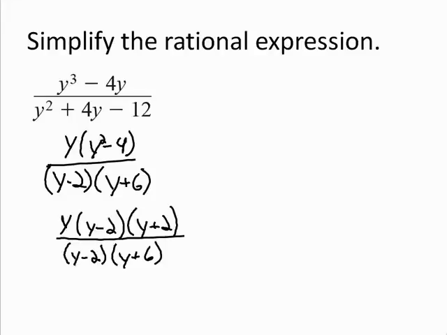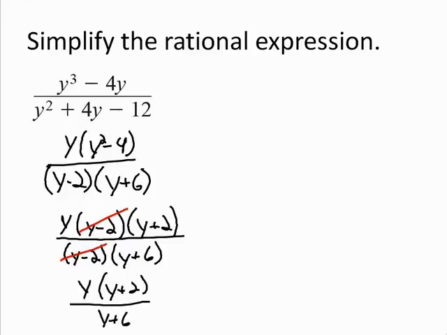y times the quantity y minus 2 times the quantity y plus 2 divided by the quantity y minus 2 times the quantity y plus 6. The y minus 2 in the numerator and denominator cancel out. You are left with y times the quantity y plus 2 divided by the quantity y plus 6.